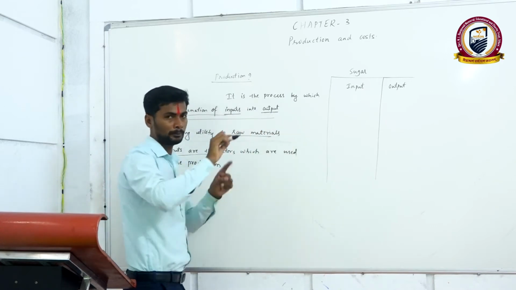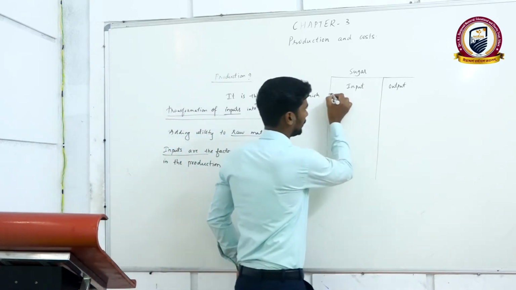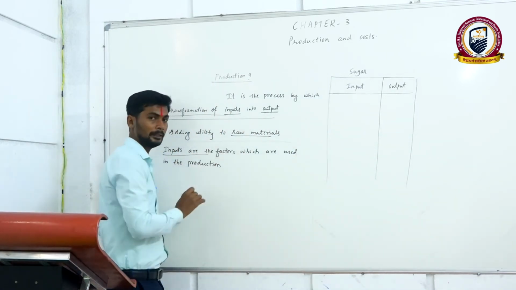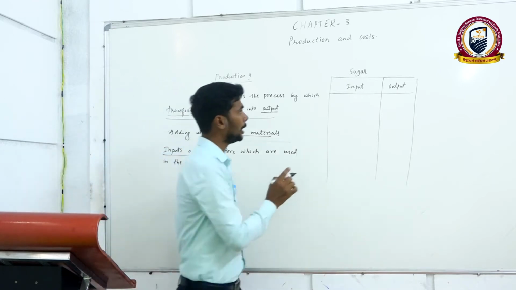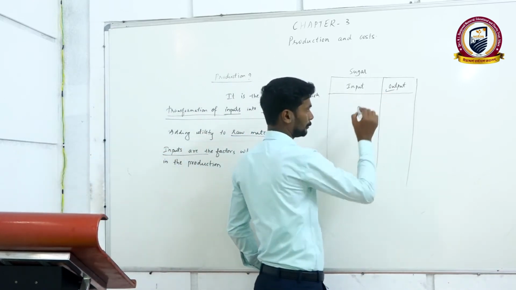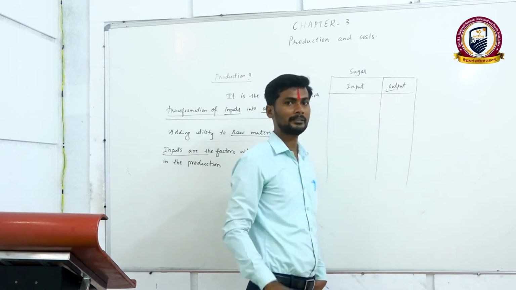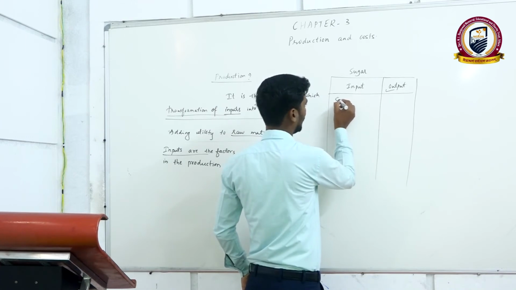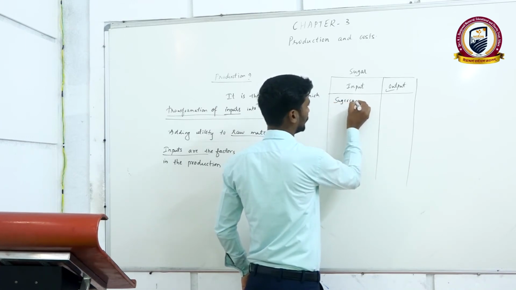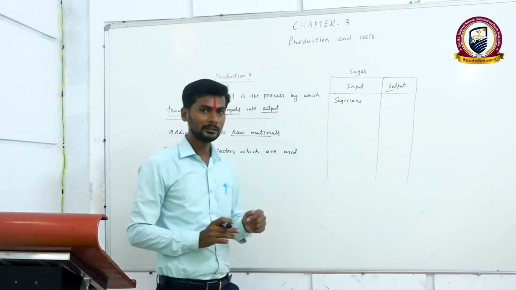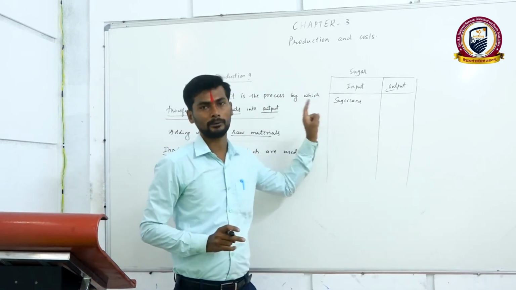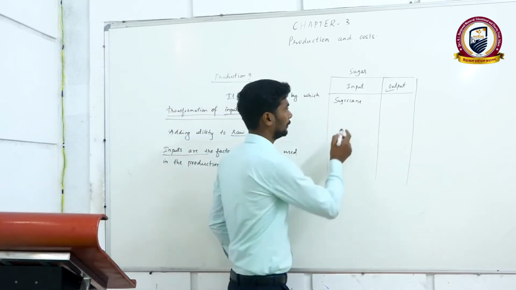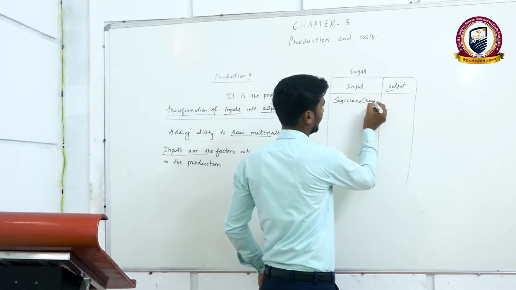Into output. Output is sugar. And the definition of input is, inputs are the factors which are used in the production of good. Now, in order to produce output sugar, what are the factors which are required? First of all, I require sugar cane. Without sugar cane, how can I produce sugar? Which means sugar cane is input. It is also known as raw material. You can also say it is a raw material.